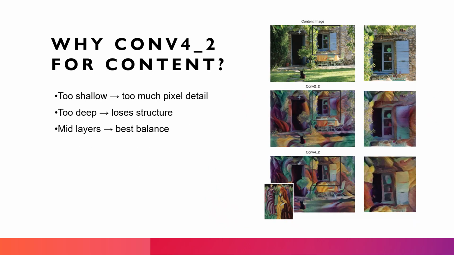Here the authors show reconstructions from different layers. If we reconstruct from very shallow layers, we get too much pixel level detail, almost like the original one. If we go deep, we lose important structure. So layer 4-2 provides the best balance. It keeps the layout of objects but ignores unnecessary low level details.